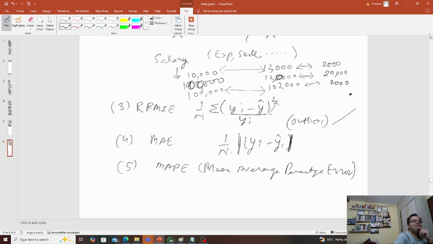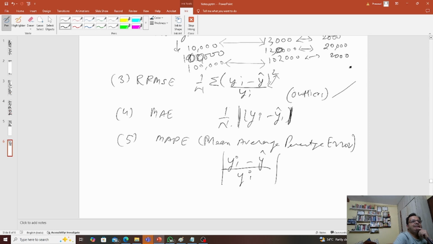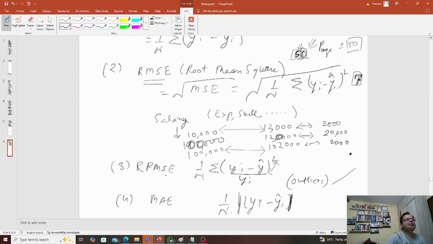The same thing which I was telling you here, to compensate for the fluctuation with respect to the actual value of that particular row or yi, we divide this by yi and then we take the mod and then we divide it by n. Okay, so this is called MAPE. So these are some of the metrics that we can use in case of regression. So very simple to understand, and very easy to calculate and compute.